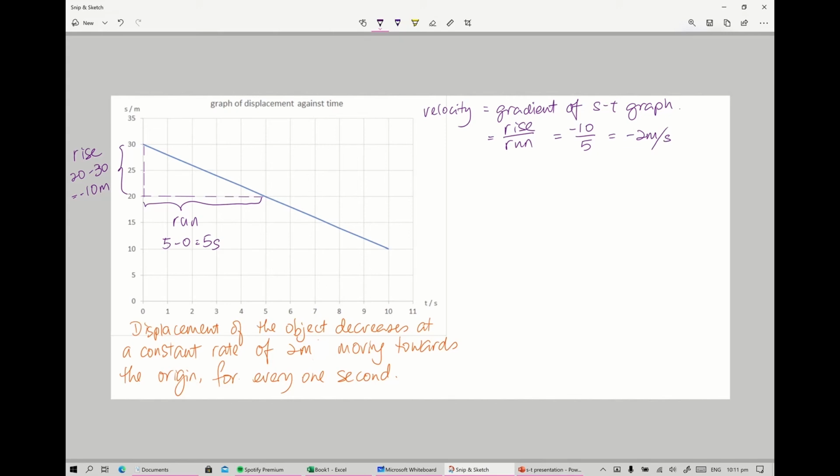Okay, so minus tells us it decreases. Moving towards origin. All right.